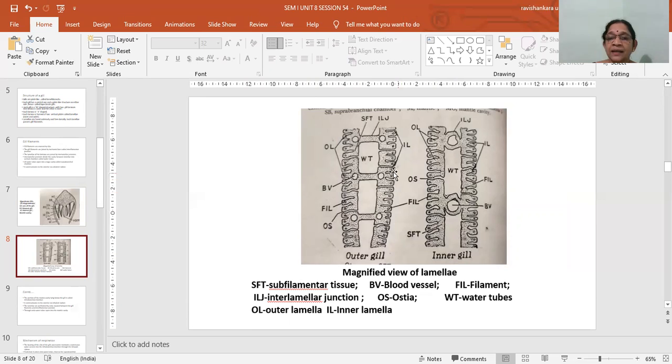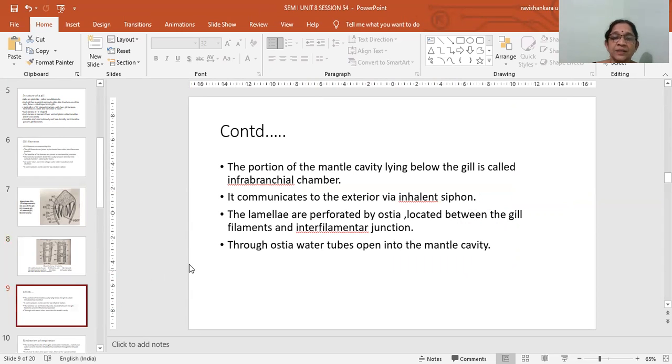Along with the water current, the food particles are also filtered by these cilia, which are found on the gill, and directed to the anterior region where the food balls are formed and swallowed. So feeding is also done by these cilia, which is known as the filter feeding mechanism.